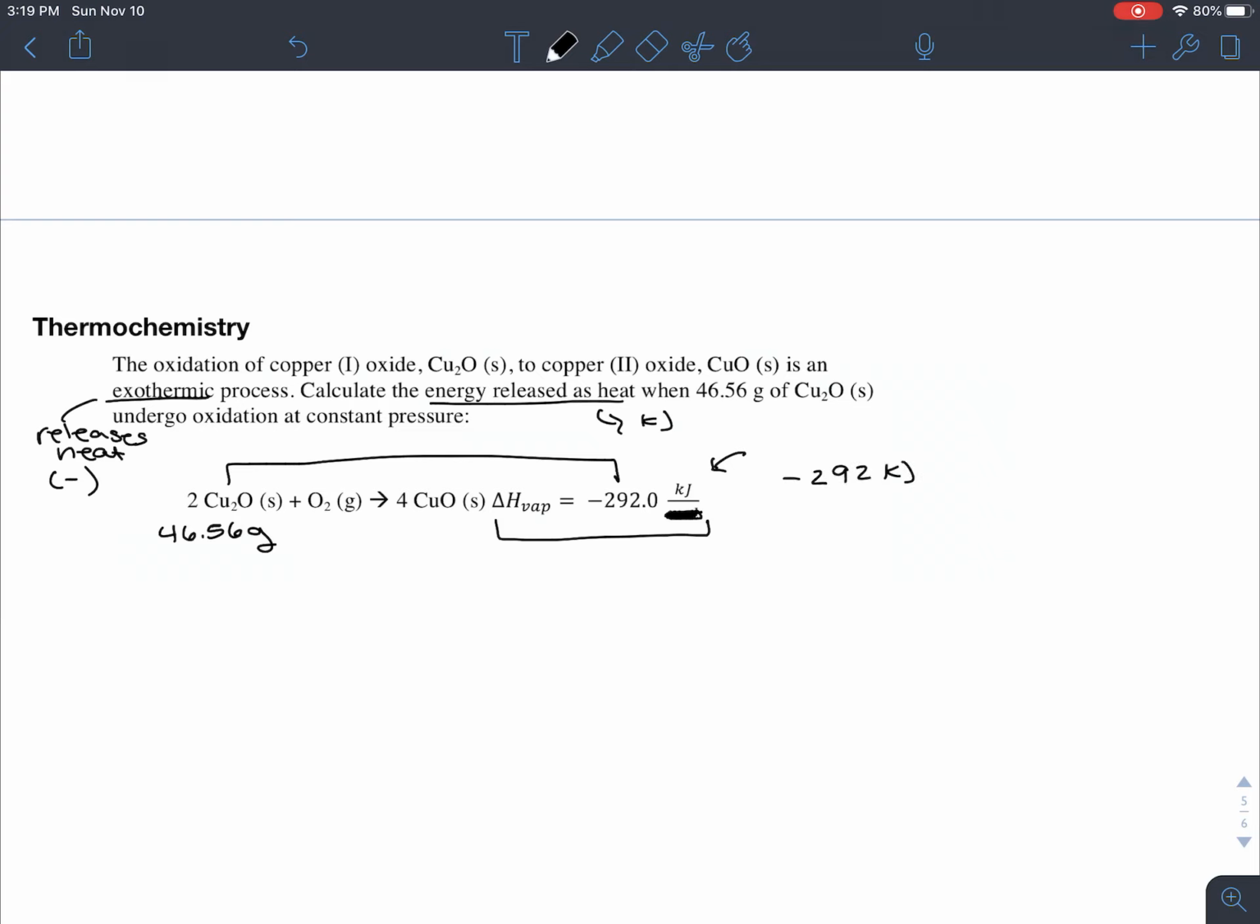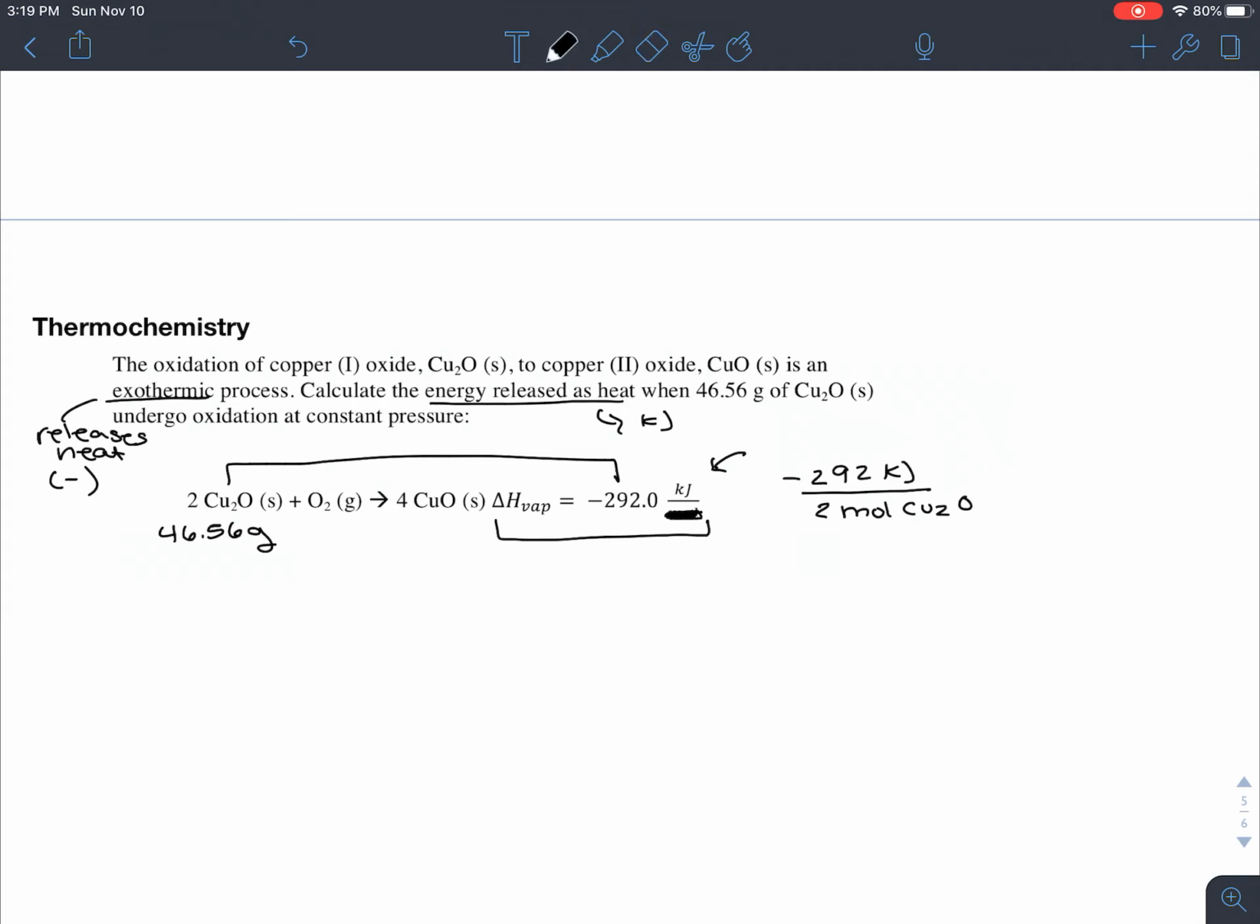So I'm looking at copper 2 oxide in the heat, which means that I have negative 292 kilojoules released per 2 moles of copper 1 oxide. Since that negative 292 has to do for the entire reaction, it could also be negative 292 per 1 mole of oxygen or 4 moles of copper 2 oxide. But we're looking for the release, meaning we have to have that negative sign of heat for kilojoules per copper 1 oxide where the 2 moles comes from.